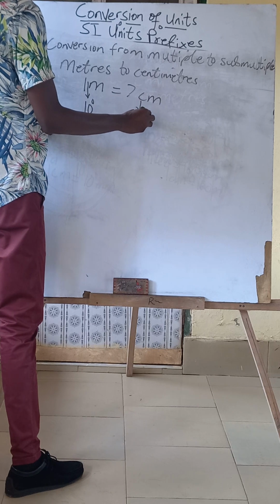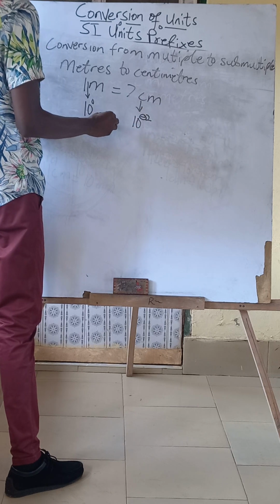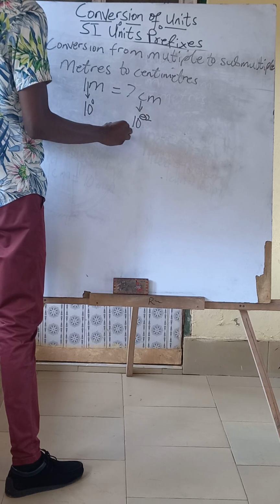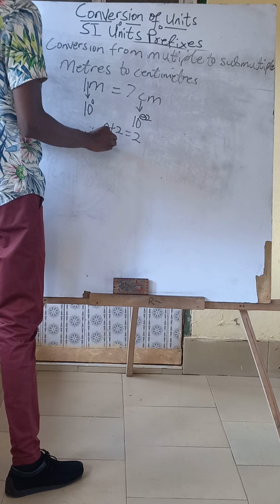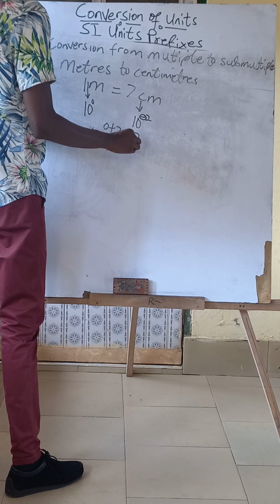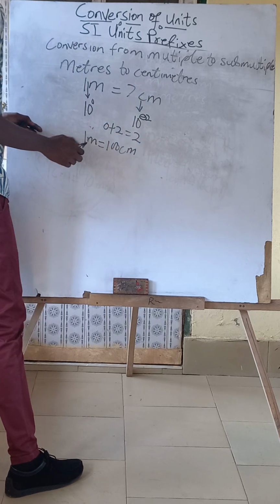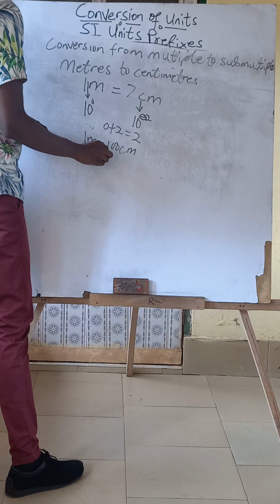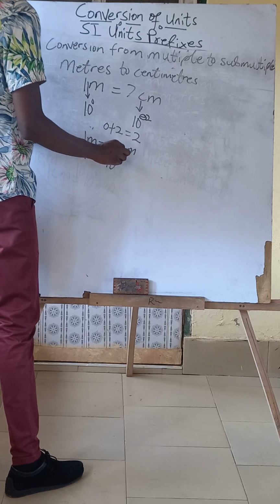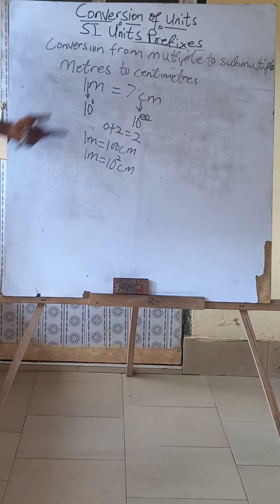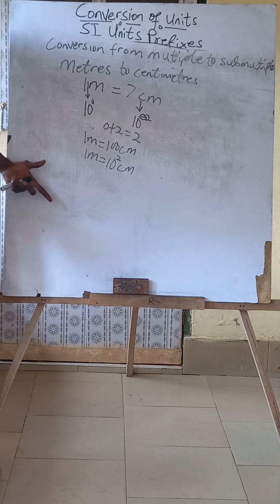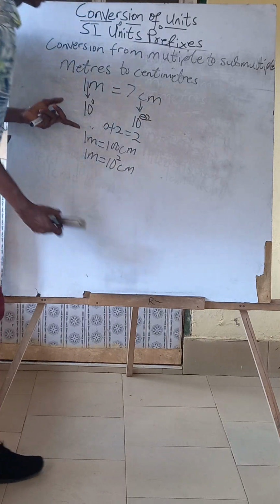So ignore the negative here and add the exponent. The exponent is 0 plus 2. So 0 plus 2 is 2. So 1 meter is equivalent to 100 centimeters. Or 1 meter is equivalent to 10 raised to the power 2 centimeters. 10 raised to the power 2 is 100. That is it. So I hope you understand.